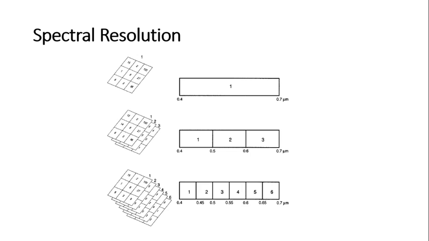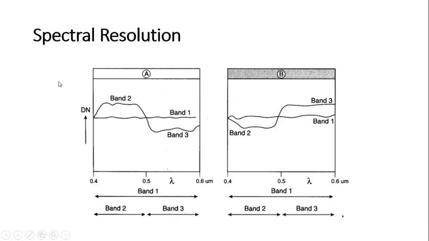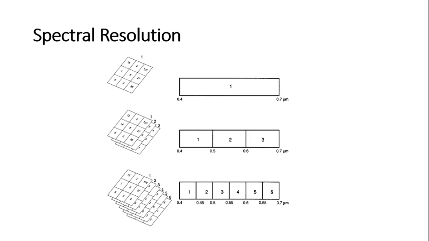Generally, the surface feature can be distinguished using multiple narrow bands rather than from a single wide band. What I want to explain with this particular image is that if you use one particular band, you will get just a single band of information. But if you use 6 bands, that is multispectral, you will get information about 6 features.